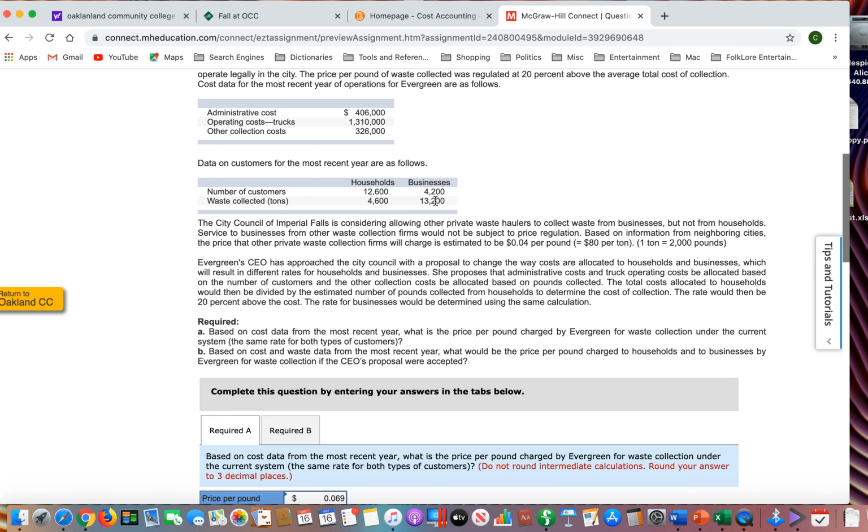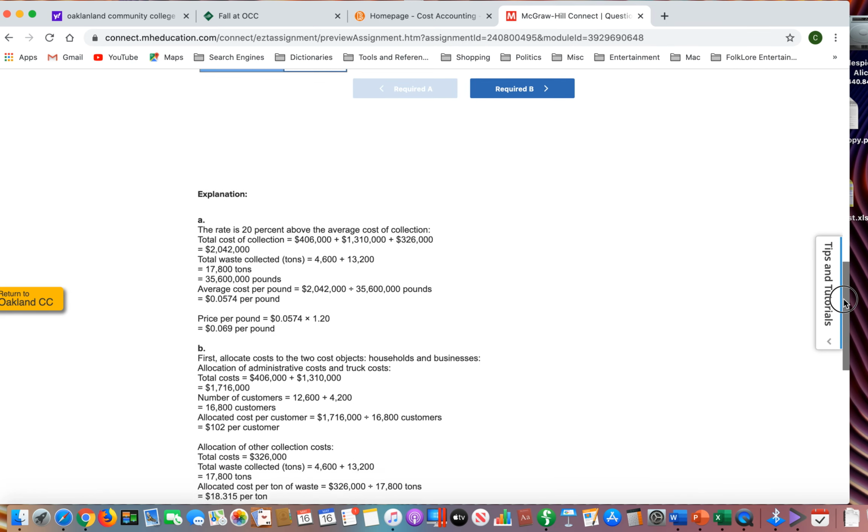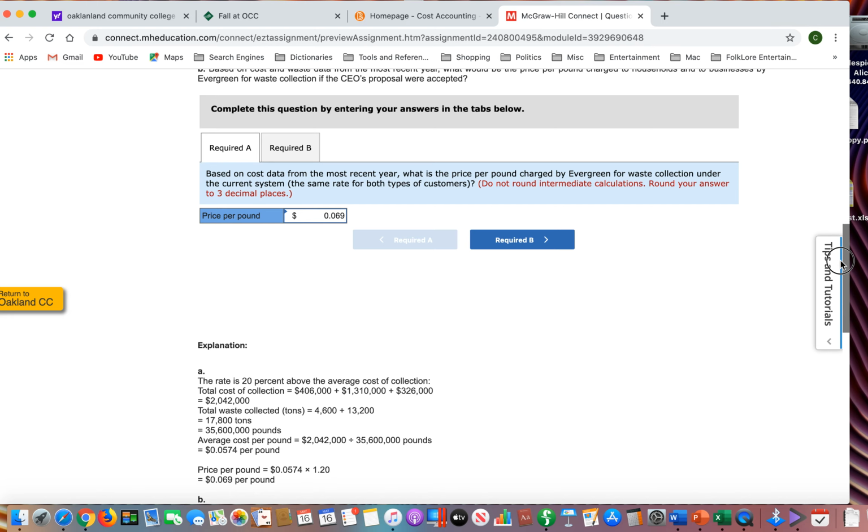4.6 tons and 13.2 tons, and that's 17,800 tons. And you take all of this and divide that by 17,800 tons, and you get $114.72. And divide that by 2,000, which is a ton, and you get 0.05736. And you increase that by 20%, 1.2, and you get 0.06883 or 0.069. That's how I did it. Let's see how they did. Yeah, this is how they did it here. Well, the same way I did it.